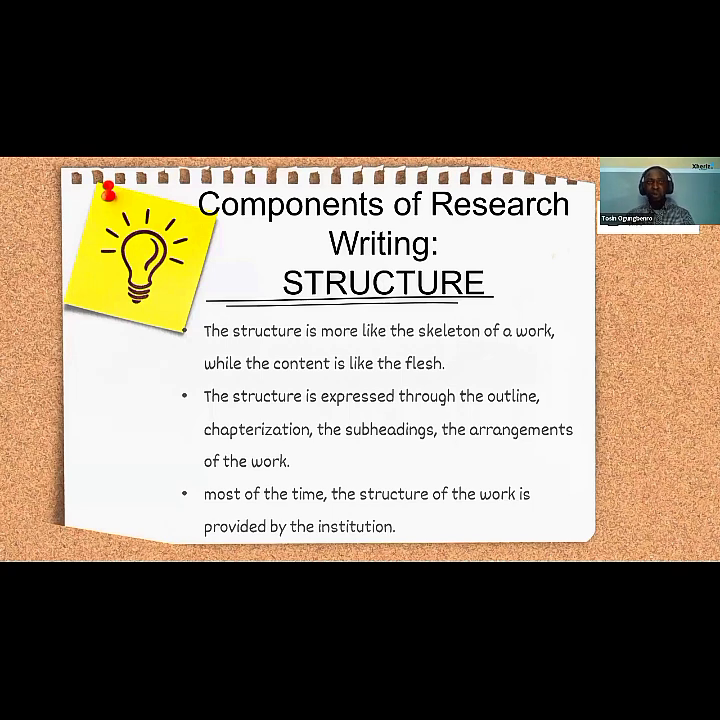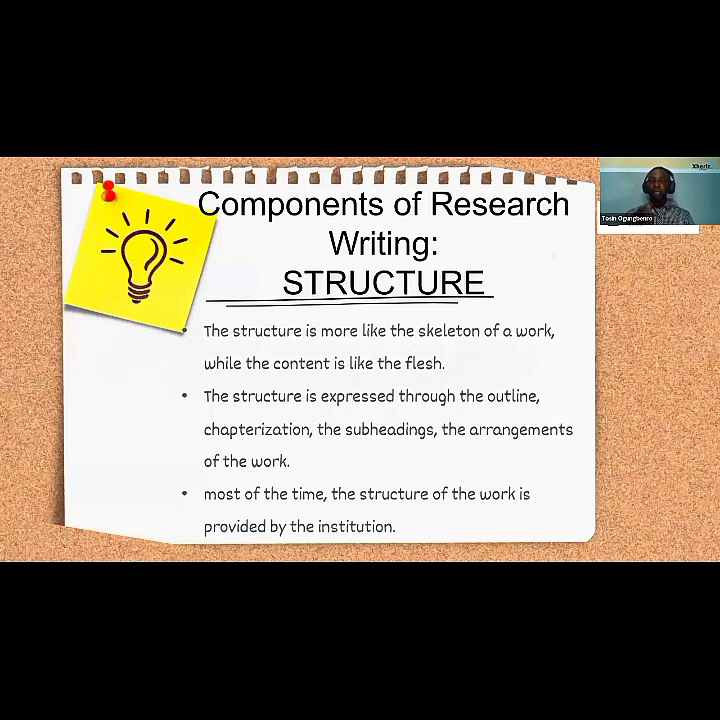Over the years, I've done dissertations that have 5 chapters. I've done dissertations that have 6 chapters. I've done dissertations that have 7 chapters. And each of the chapters has its own specific components that they are looking for. It has its own specific word count that they are looking for.